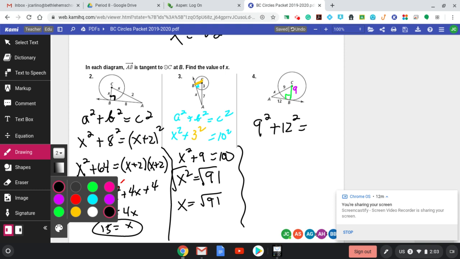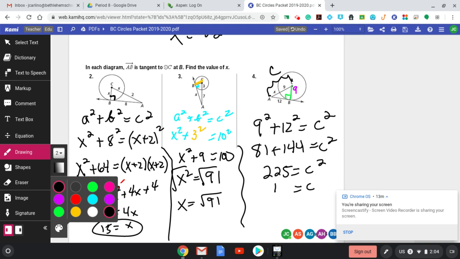So what I'm going to do here is I'm going to call all this hypotenuse c. So c squared. And watch how I find x now. Okay? So everyone see what I did. 9 leg squared plus leg squared equals c squared, which is the hypotenuse. So let's find the length of the hypotenuse. 81 plus 144 equals c squared. That'll give me 225 equals c squared. So that length is equal to 15.